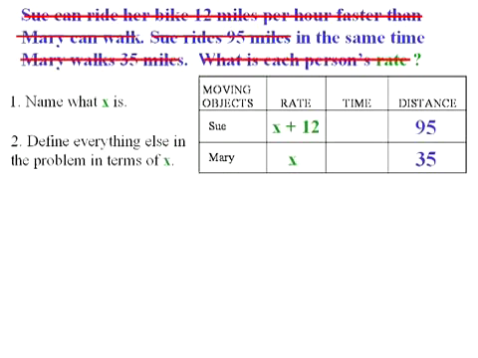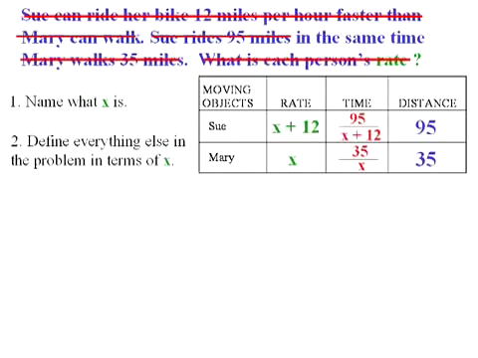Now we filled in 4 of the 6 boxes. We fill in the other box with the appropriate formula for time. Time equals distance divided by rate. So 95 over x plus 12. And Mary's time will be 35 over x.